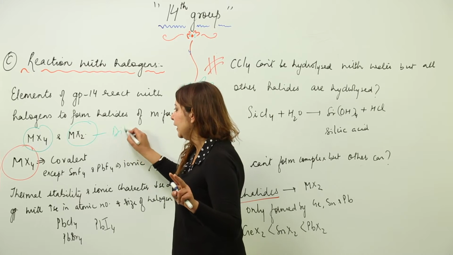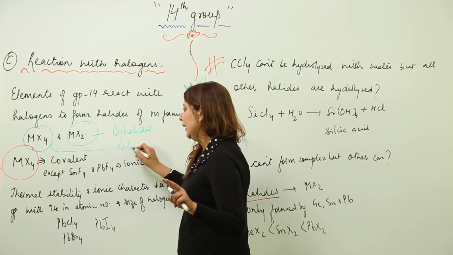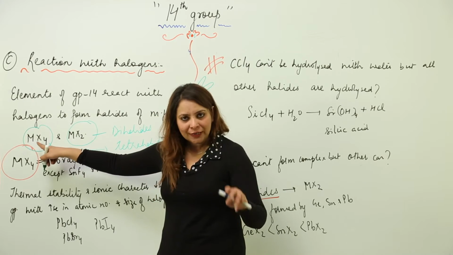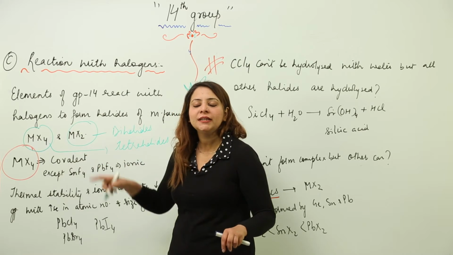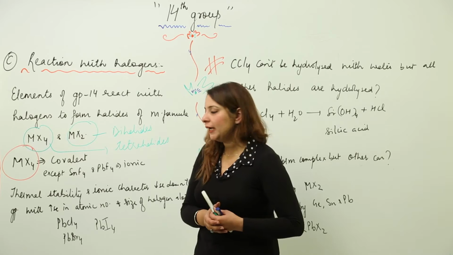One, they form dihalides, right? And they also form tetrahalides. This you have seen: the formula is MX4, that means tetrahalide. When it is MX2, it is dihalide. So first we will talk about the tetrahalides.